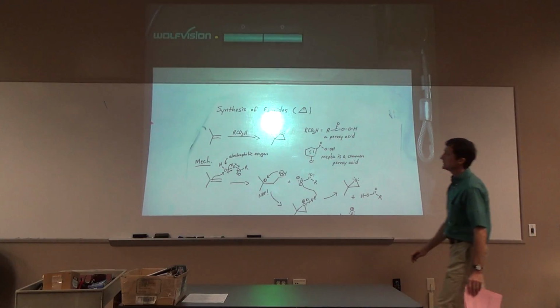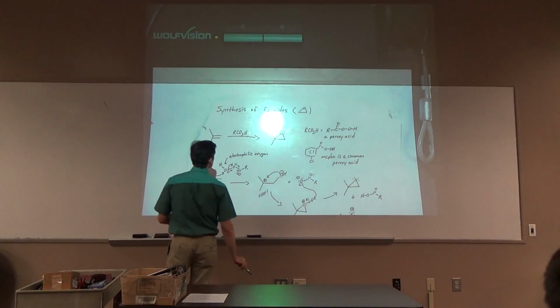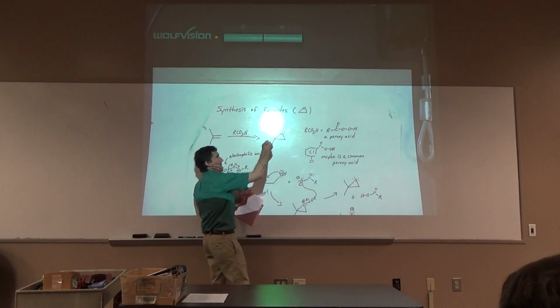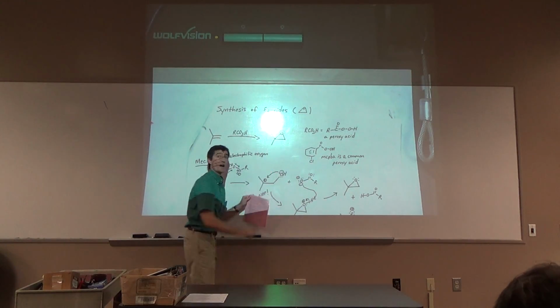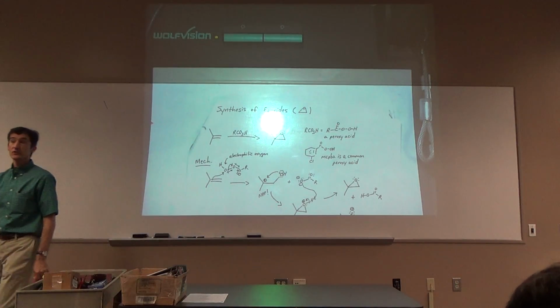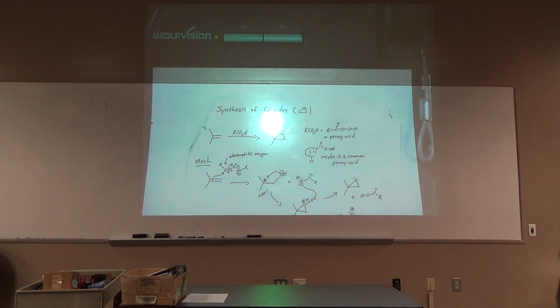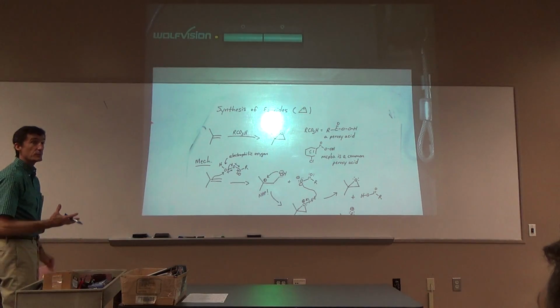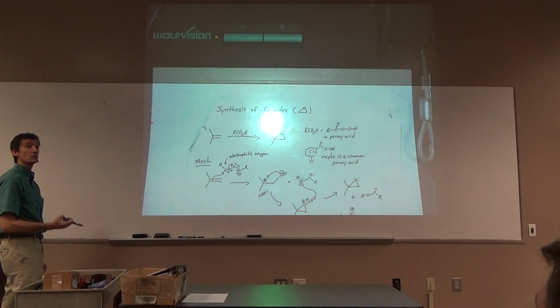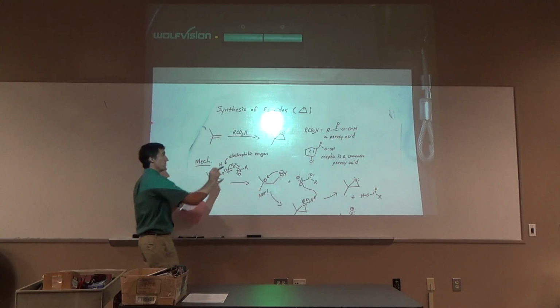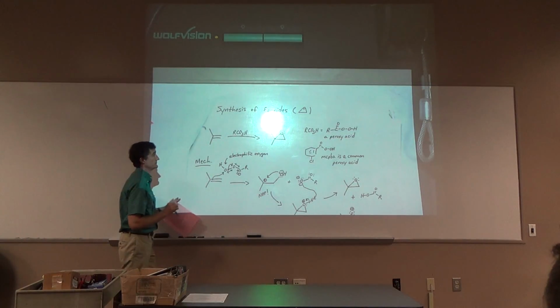Okay, next on the outline is synthesis of epoxides. An epoxide is a three-membered ring with one oxygen, so it's a cyclic ether, but it's the three-membered ring called an epoxide. You may have heard of epoxy glues. An epoxide, when it's polymerized, turns into a glue. Epoxides are commonly made from alkenes.